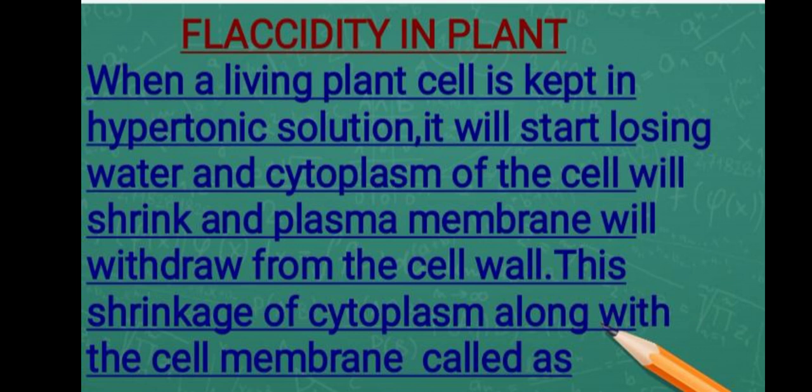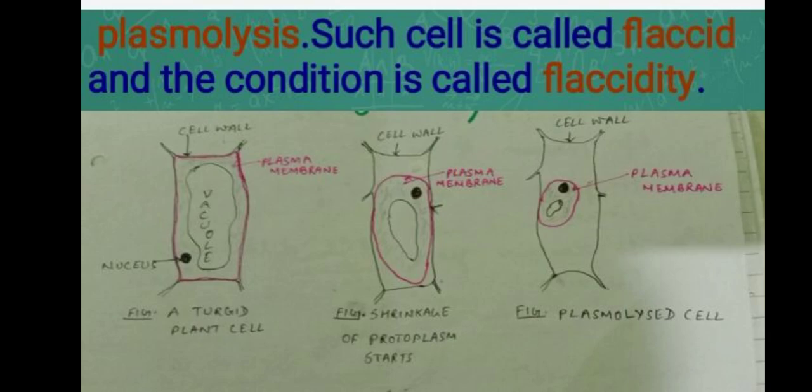Next condition is flaccidity in the plant cell. When a living plant cell is kept in a hypertonic solution, it will start losing water and cytoplasm of the cell will shrink and plasma membrane will be withdrawn from the cell wall. This shrinkage of cytoplasm along with the cell membrane is called as plasmolysis. Such type of cell is called flaccid and the condition is called as flaccidity.